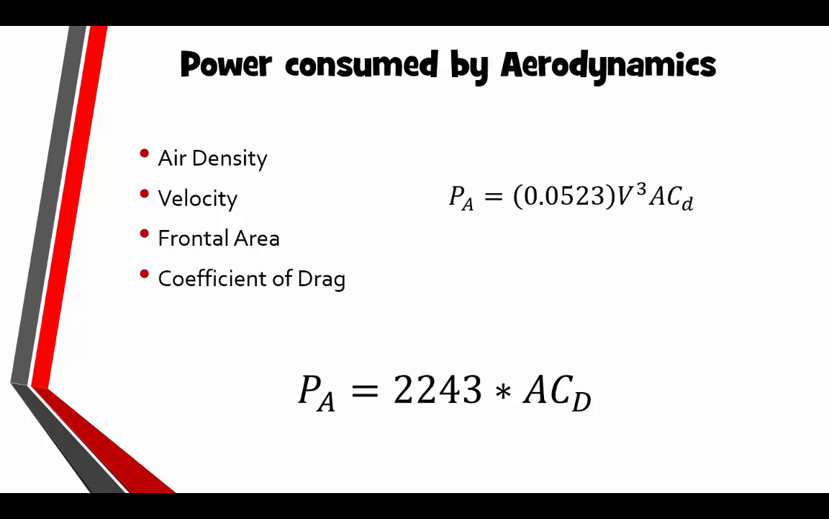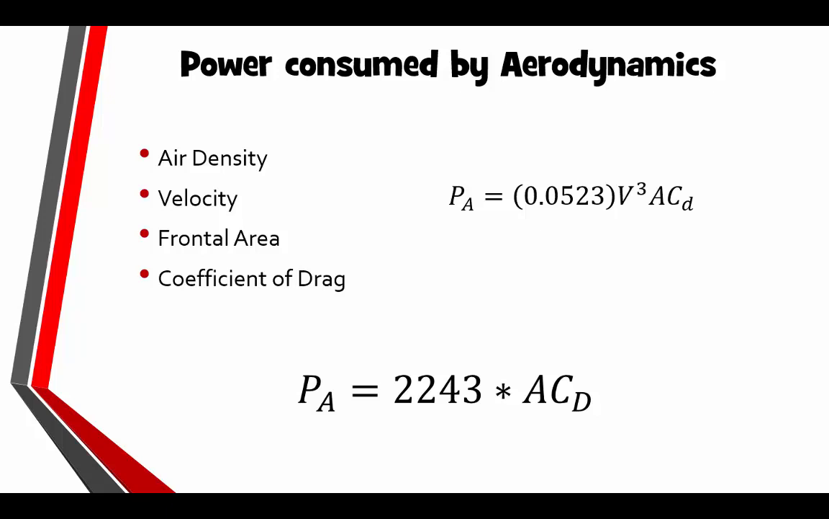Now, aerodynamics. Aerodynamic drag is a function of air density, the velocity of the car, the frontal area of the car, and the coefficient of aerodynamic drag. You can see this formula to the right. Your power from aerodynamics is 0.0523 times the cube of velocity. Oh wow, you cube the velocity. So the faster you go, the worse the power needs get, badly. It's cubed. Times a function called A C sub d. That's area times the coefficient of drag, and we call that our drag area.